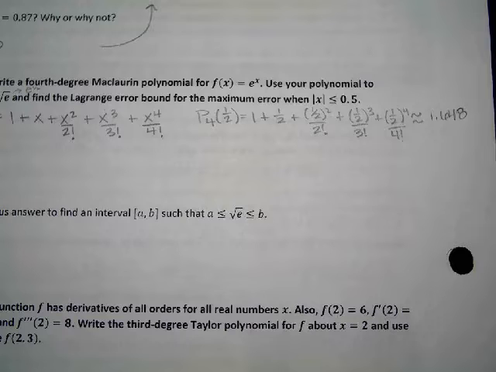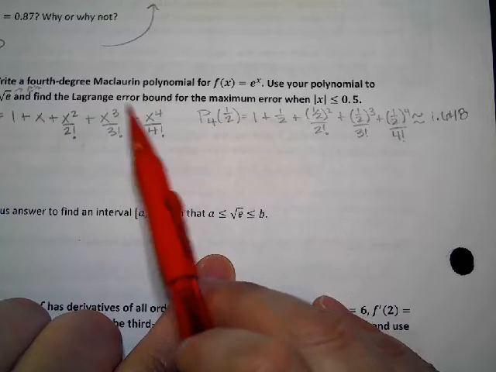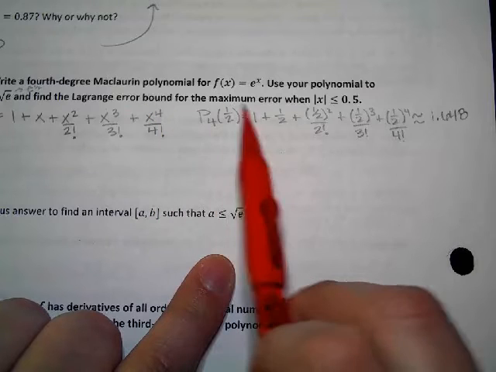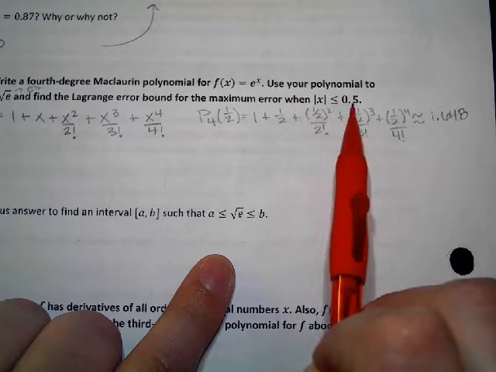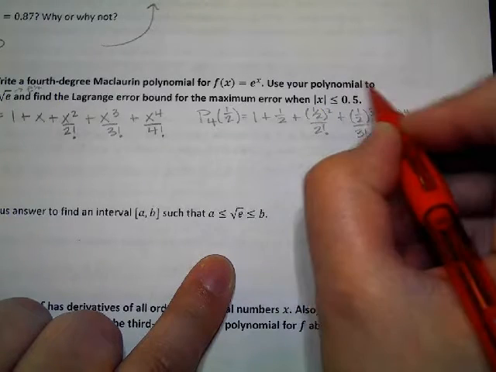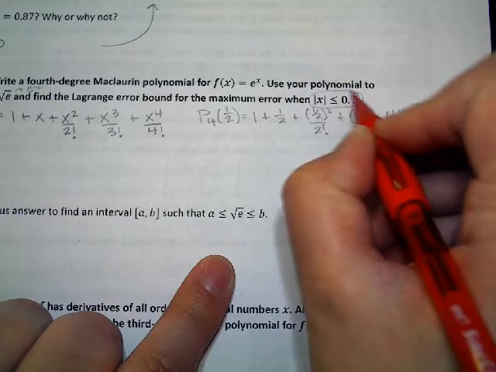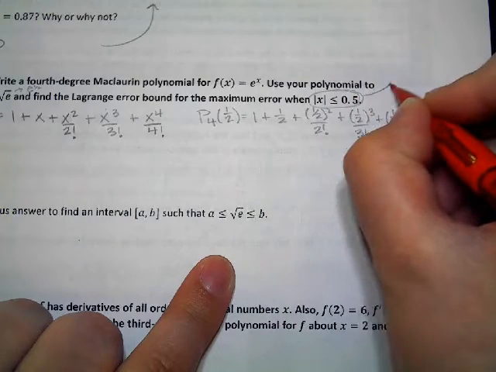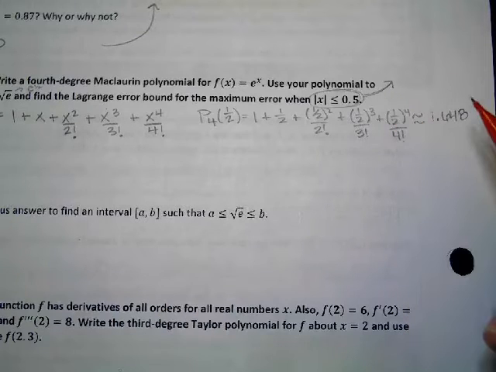All right, now it says find the Lagrange error bound for the maximum error when the absolute value of x is less than 0.5. So we need to think about how to write this as an interval. It's probably been a while since you've thought about how to take absolute value inequalities and write them as an interval, so I'm just going to remind you.